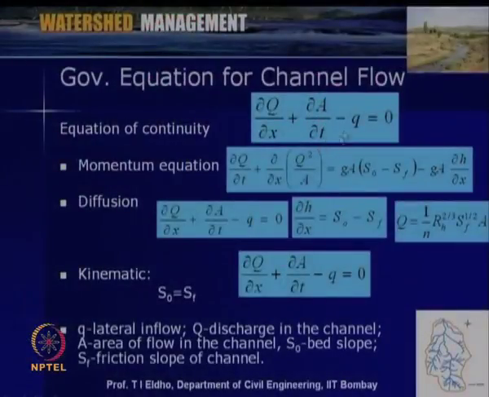Then the other component is the channel flow. Here in this slide you can see the governing equation, which we also discussed in the last lecture. As far as the watershed is concerned, we separate it into overland flow and channel flow. This is the overland and this is the channel. For channel flow, the various overland flow components will be joining the channel, and then we have to route the flow through the channel.